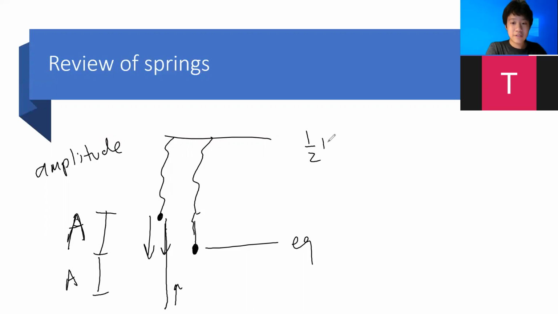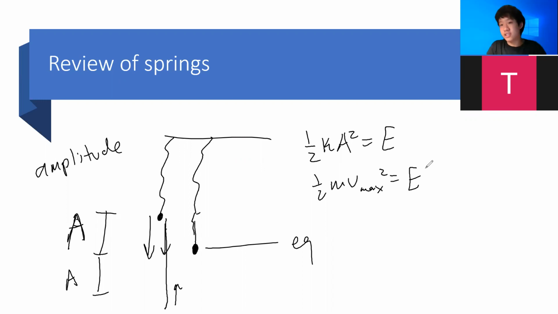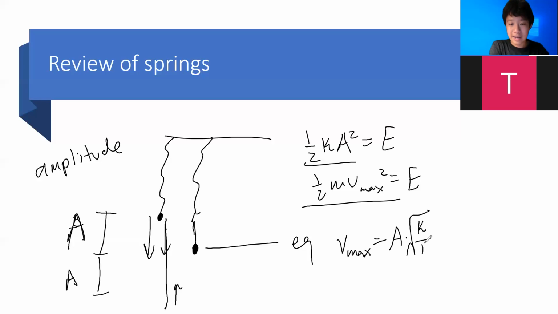Because 1/2 kA squared, in the instance where the point mass is at the amplitude, then all the energy in the system is stored inside the spring. So this is the total energy. And the total energy will also equal 1/2 m v max squared, because at this point, there's just going to be kinetic energy, right? So the maximum speed obtained is when there's no spring energy. So we can set these two values equal to each other, and we'll get v max equals the amplitude times the square root of k over m.